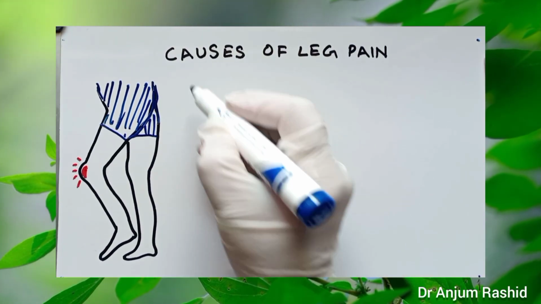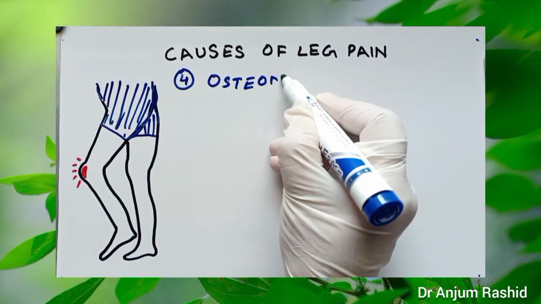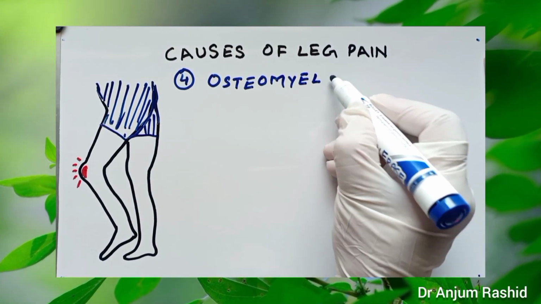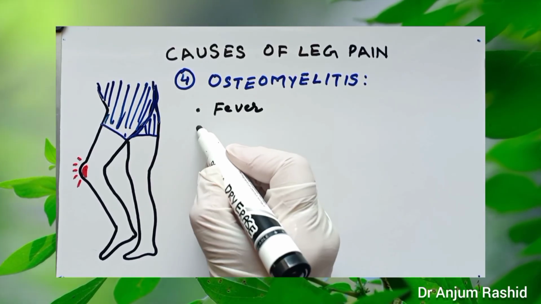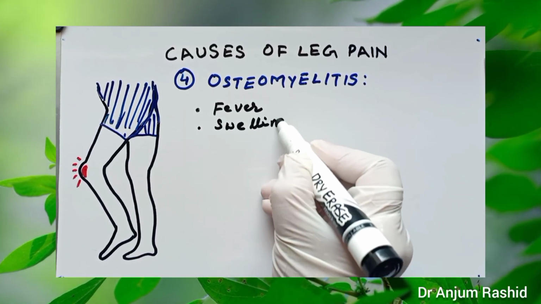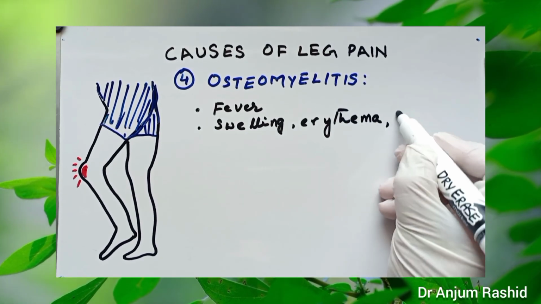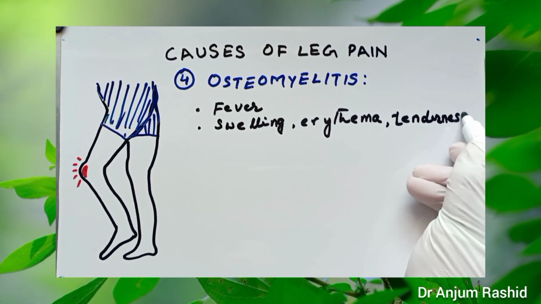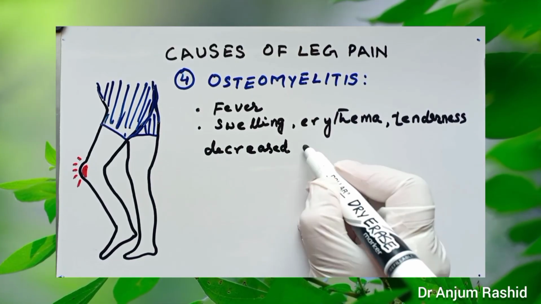Now, the fourth cause is osteomyelitis. It is a bone infection commonly affecting the long bones like the femur or tibia in children. It usually occurs due to bacteria, mainly Staphylococcus aureus, spreading through the bloodstream. Children present with localized bone pain, tenderness, swelling, and may refuse to use the affected limb.